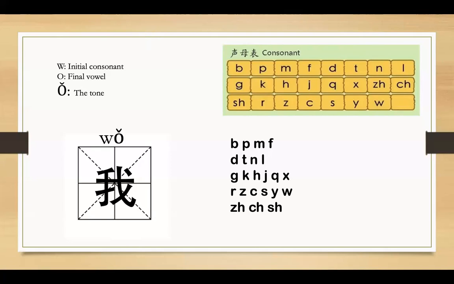It really sounds like G-E-E. And this one is really different from English. It's qi, qi. There's some air through your mouth. Qi, qi, qi, qi. See, there's some air going through your mouth. Qi. And this one, xi, xi, xi. Ji qi xi, ji qi xi.